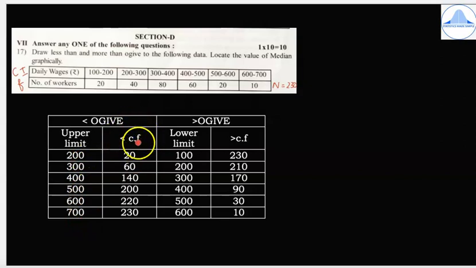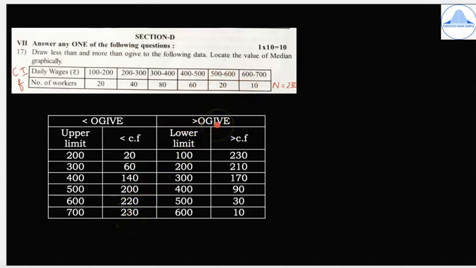Now let us learn how to calculate the less than CF. So first start with the frequency 20. Next 20 is added to 40, you get 60. 60 plus 80, 140. 140 plus 60 is 200. 200 plus 20, 220. And 220 plus 10 is 230.